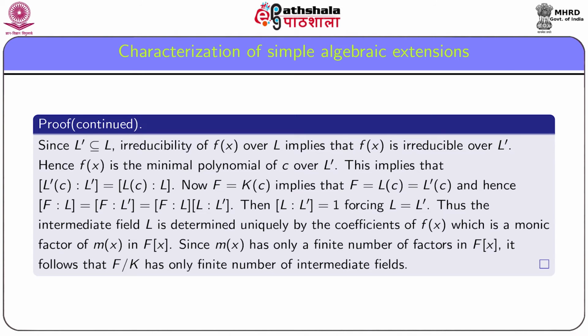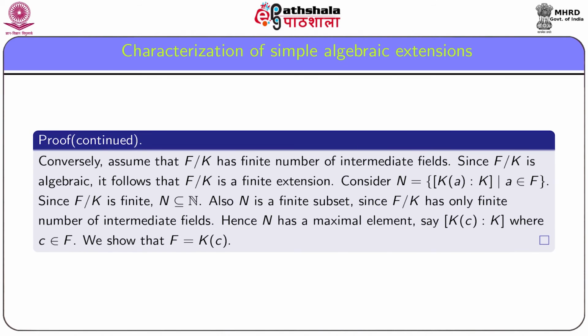Thus, the intermediate field L is determined uniquely by the coefficients of f(x), which is a monic factor of m(x) in F[x]. Since the polynomial m(x) can have only a finite number of factors in F[x], it follows that the extension F over K has only finite number of intermediate fields. For the converse, assume that the extension F over K has finite number of intermediate fields. Since F over K is algebraic, it follows that F over K is a finite extension.